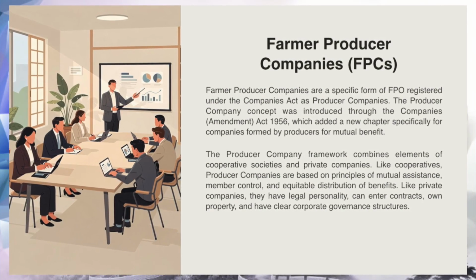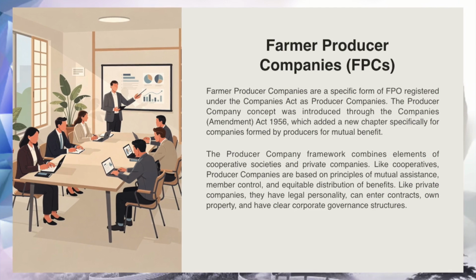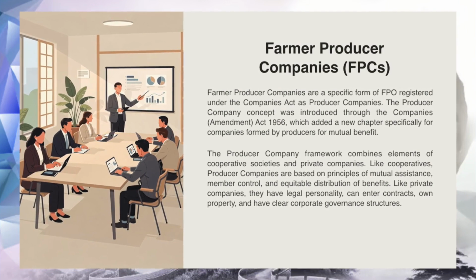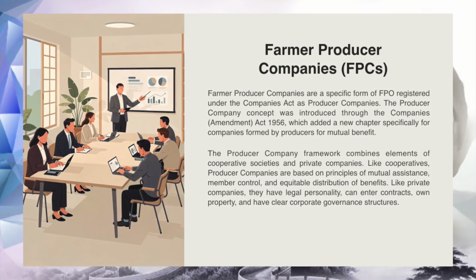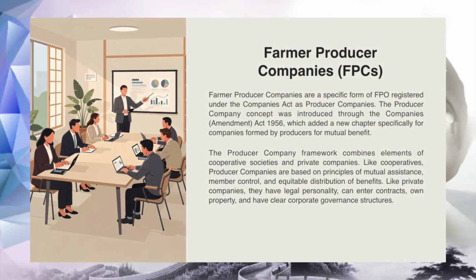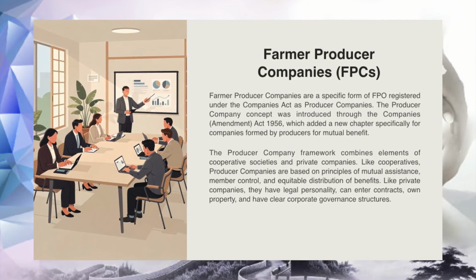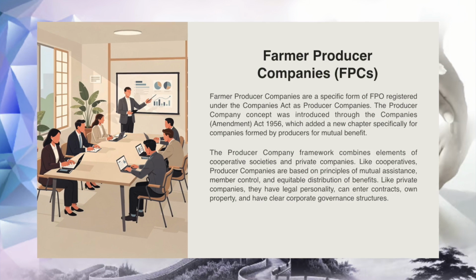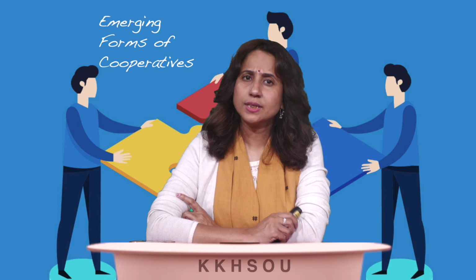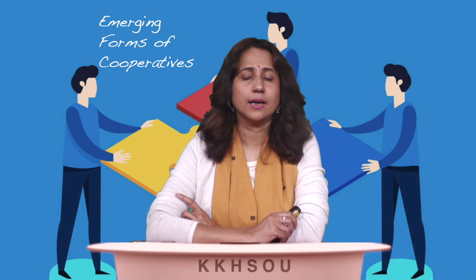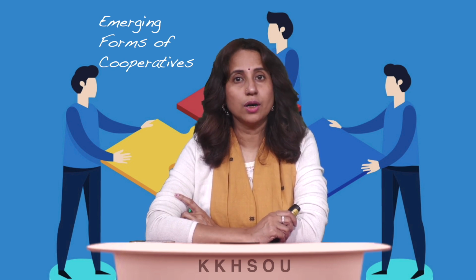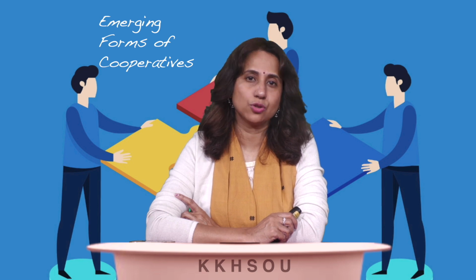The producer company framework combines elements of cooperative societies and private companies. Like cooperatives, producer companies are based on the principle of mutual assistance, member control, and equitable distribution of benefits. Like private companies, they have legal personality, can enter contracts, own property, sue and be sued, and have clear corporate governance structures. To register as a producer company, there must be at least 10 individuals, each being a producer, a farmer, or two or more producer institutions, or a combination of individuals and producer institutions.